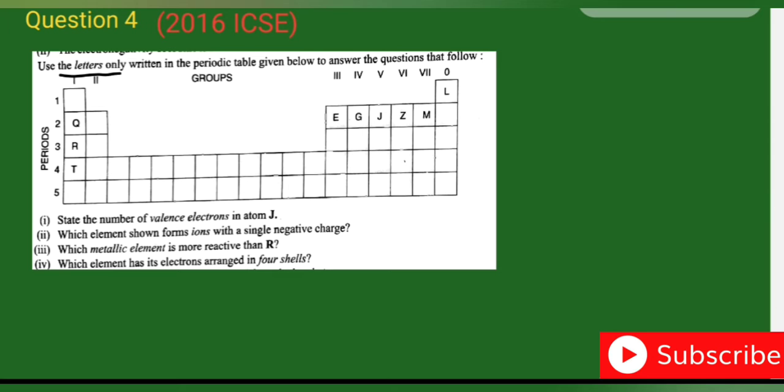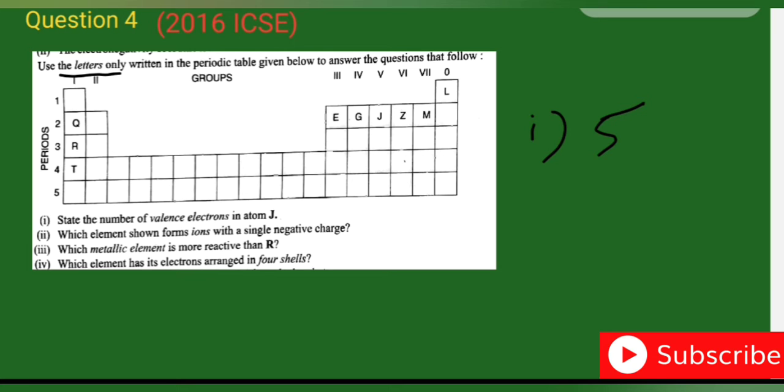State the number of valence electrons in atom J. Where is J present? J is present in the 5th group. So what is the number of electrons present? That is 5, because it belongs to the 5th group. And this is the number written previously, but now the group 5th is changed to group 15. So as it belongs to group V, the number of electrons is 5. Which element shown forms ions with a single negative charge? So it is a 0 group element, valence is 0.